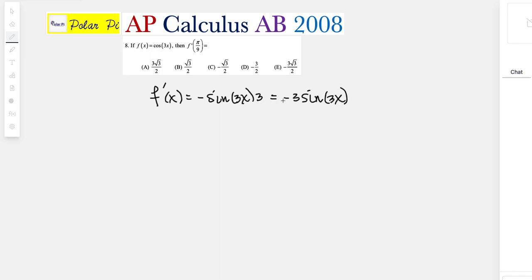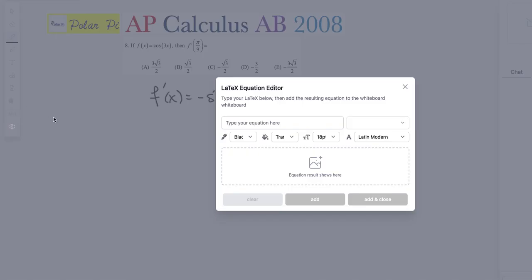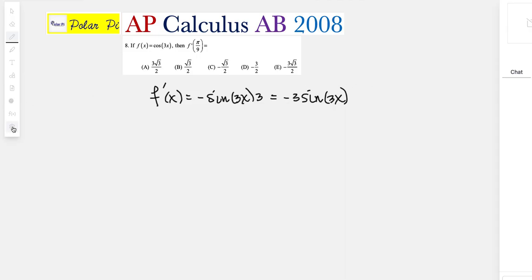And so in here, we need to plug in pi over 9, because what we're tasked with is evaluating f prime at pi over 9, right? So we go f prime of pi over 9, that is negative 3 sine of 3 times pi over 9, right? 3 times pi over 9, right? And so that is negative 3 sine of pi over 3, right?